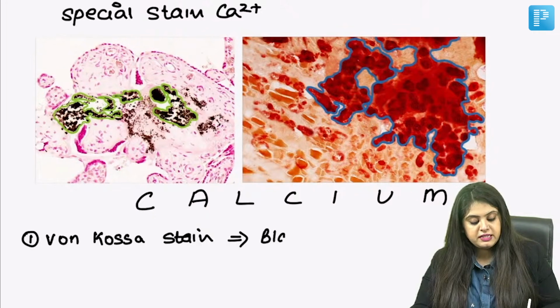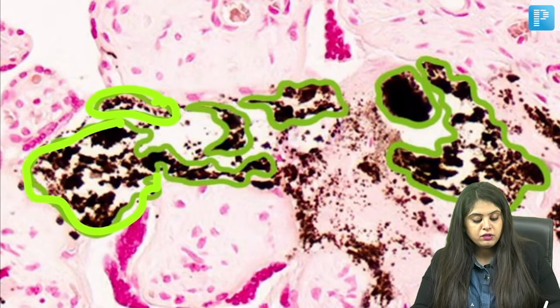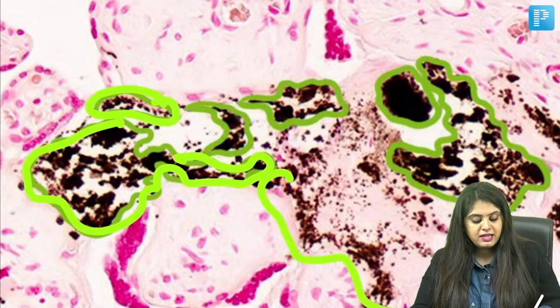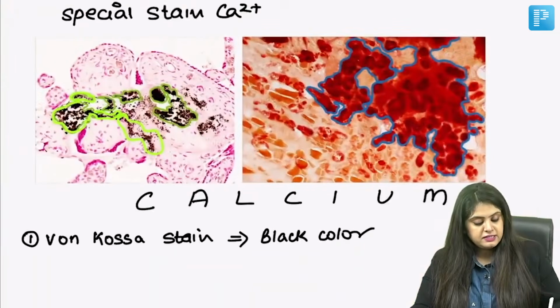Von Kossa stain gives a black color to calcium. So when I zoom into the first picture, I have highlighted already for all of you that you can see that von Kossa stain is giving this blackish color everywhere. Calcium becomes black in color. Coming to the next stain, the mnemonic I will give you in a while, okay?